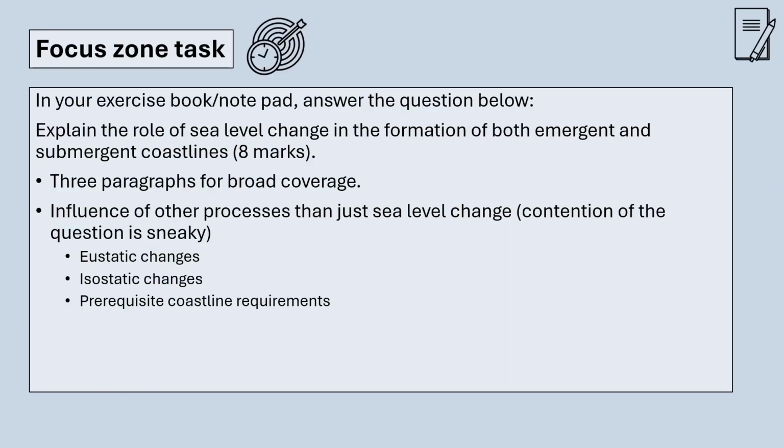So well done for sitting through that. I hope you've taken notes in enough detail. A recording of this will be put up on YouTube again in case you want to watch parts of it. What I would like you to do now is answer this question in your exercise books. Make sure you follow the success criteria. So I'm looking for 3 paragraphs and influence of other processes than just sea level change. So eustatic changes, isostatic changes, prerequisite coastline requirements, for instance in Dalmatian coastlines.